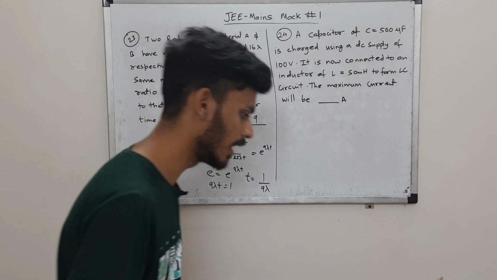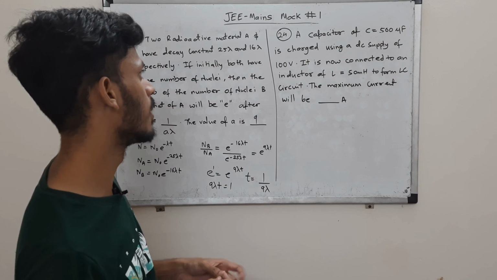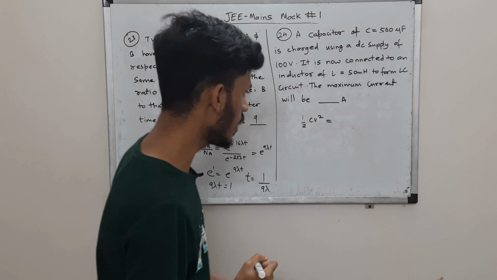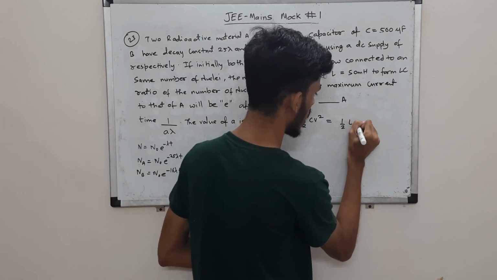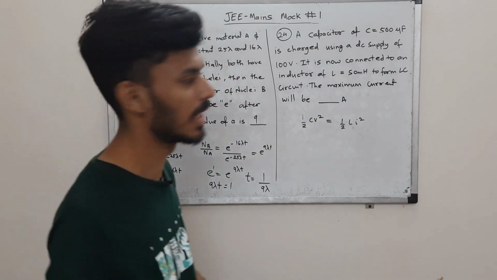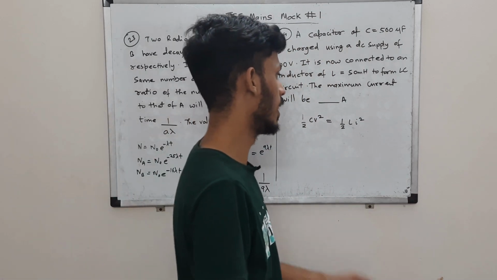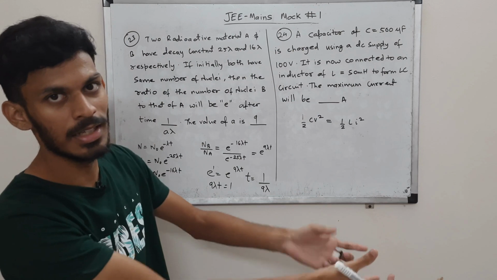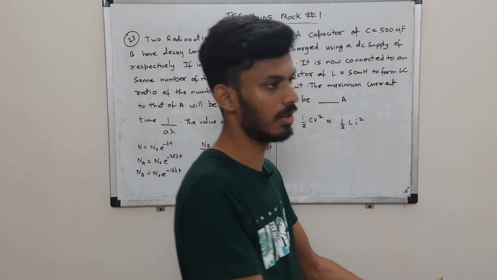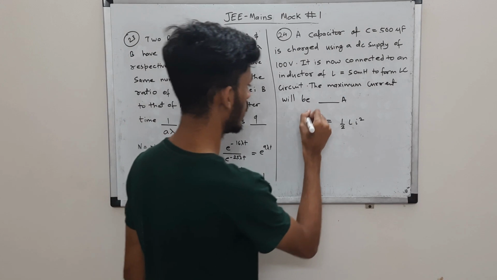So basically we can directly answer this by equating their respective energies. The energy stored in the capacitor is half CV square, and the energy stored in an inductor is half L i square. So basically you just solve for i, that will be the maximum current, because we are assuming that the entire energy of the capacitor is getting converted into the energy of your inductor. So that will directly give you the max value for current. So half and half will get cancelled.